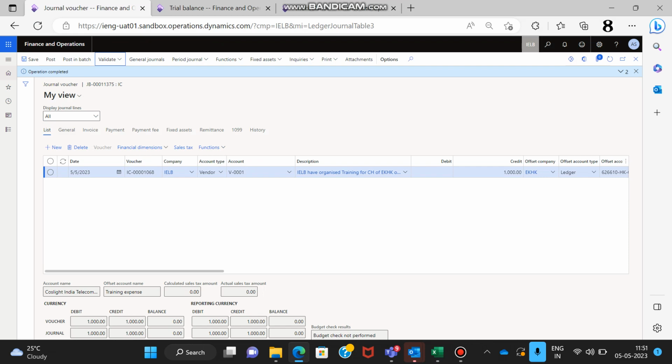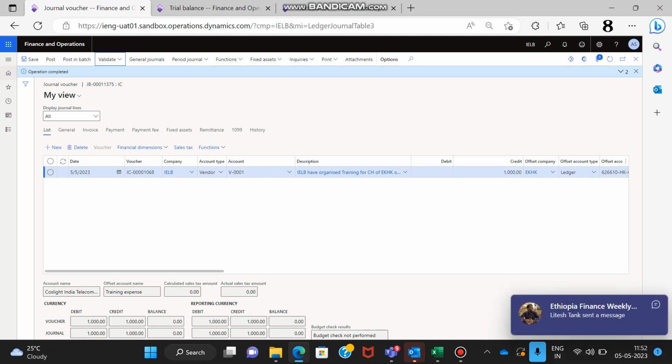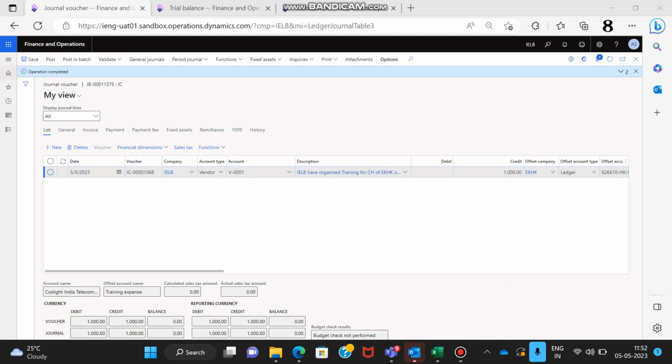So I'm in the books of IELB. The transaction will have to be accounted by IELB because they are the initiator of this transaction, and they are also the payer of this transaction to the vendor. So they have all the information of the transaction. What they will do is select the company and vendor, and I've just selected a hypothetical vendor code, and mention the narration and the amount of 1000 US dollars.